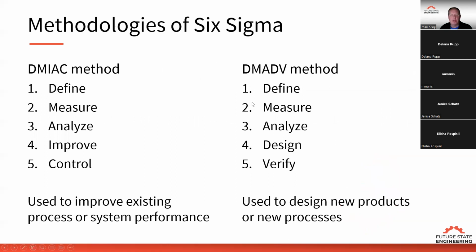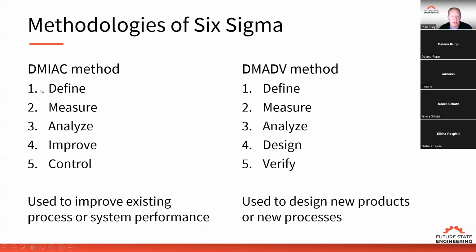So there are 2 types of methodologies for Six Sigma. The first one is what they call the DMAIC method, where the steps of the process are define, measure, analyze, improve, control. And this is really used for improving existing process or system performance. So if you have an existing process in place, an existing system, you're going to use the DMAIC method to improve that performance. Now, there's also one for designing new products or new processes, which is similar in the first 3 steps, but the 4th and 5th steps are different. So it's define, measure, analyze, design, and verify. So if you're designing something new, you're going to use that process.